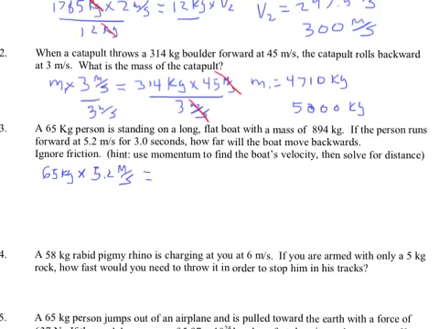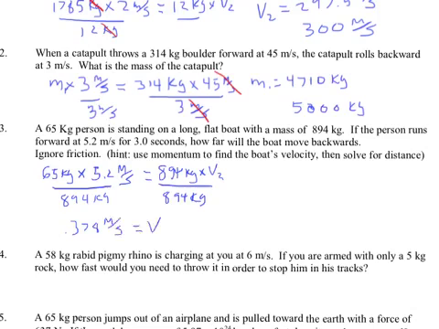Now that's going to equal M2, which is the boat, which is 894 kilograms times the velocity of the boat. Now what I have to do is divide both sides by 894 kilograms. And what that's going to give me is the velocity of the boat is 0.378 meters per second. It doesn't go very fast, does it? Well, that's not surprising since it has such a large mass compared to the person running on it.